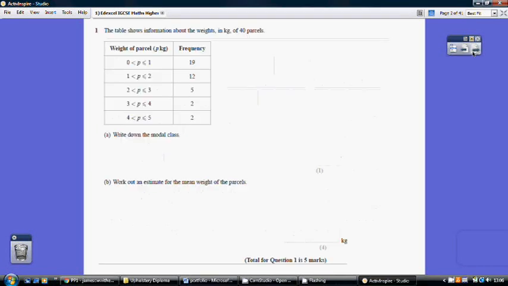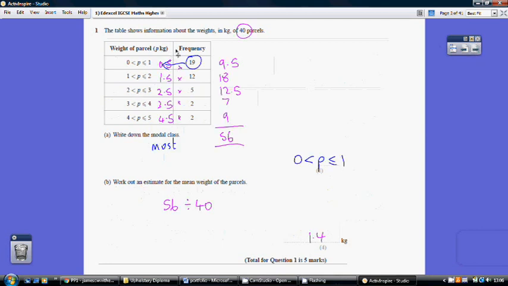Question 1. Part A, write down the modal class. Well, modal means most, so which frequency happened most often? Something happened 19 times. What happened 19 times? The parcel weighed between 0 and 1. So just copy out that inequality there.